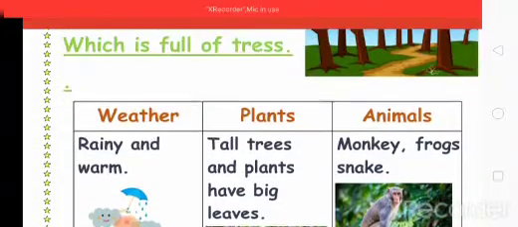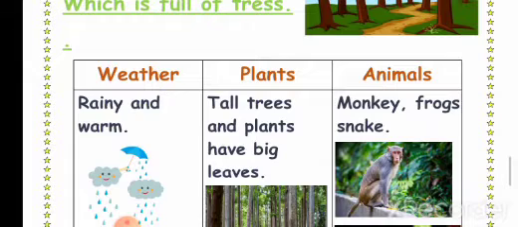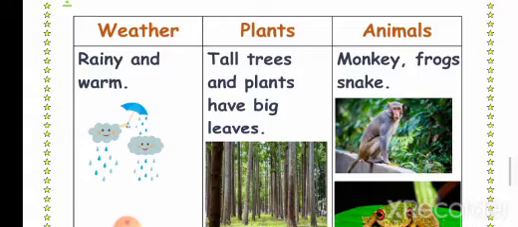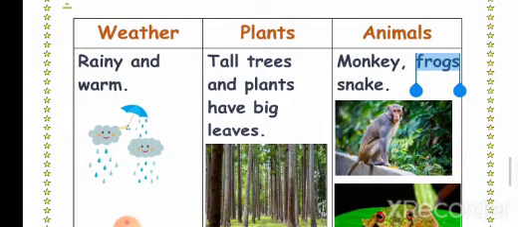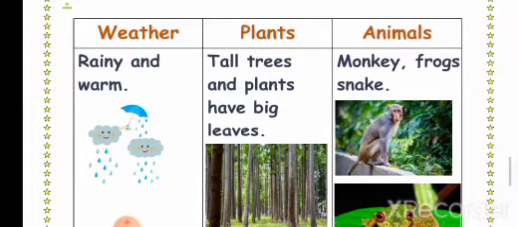Okay, junior 3, again, habitat number 2 is called rainforest habitat, which is full of trees. The weather in the rainforest is rainy and warm. The plants that are found in the rainforest habitats are tall trees and plants that have big leaves. The animals that live in the rainforest habitats are monkey, frogs, and snakes.